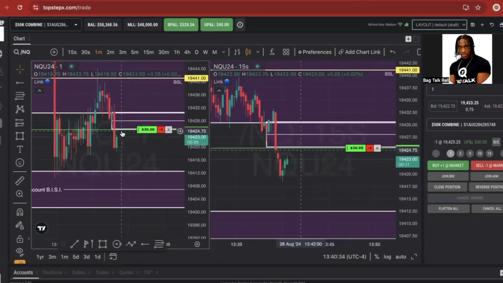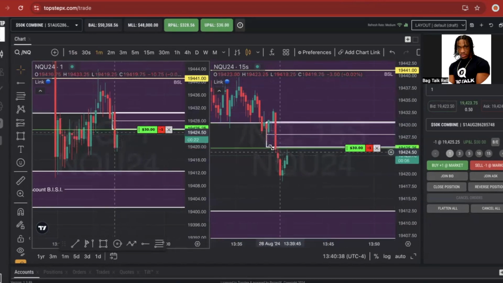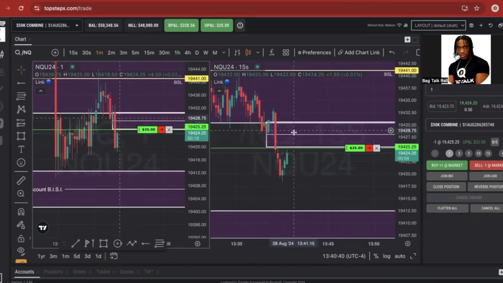See, I don't like how high it's pushing up right now as far as the 1 minute goes, but on the 15-second, I still have this as a line of defense that I'm holding my play based on.